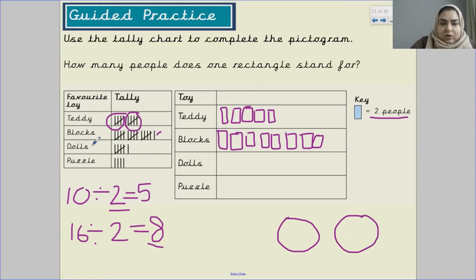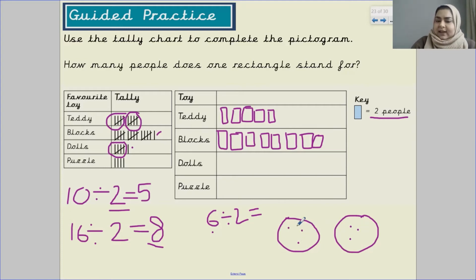Okay, so now it says dolls. 6 people like the dolls, and the reason I know that is because that means 5 and I have 1 extra one there, which is 6. So 6 divided by 2, and the reason I'm doing 2 again is because there's 2 people that represent 1 rectangle, and with the dolls the reason I'm doing 6 is because 6 people like the dolls. Now I'm going to share 6. 1, 2, 3, 4, 5, 6.